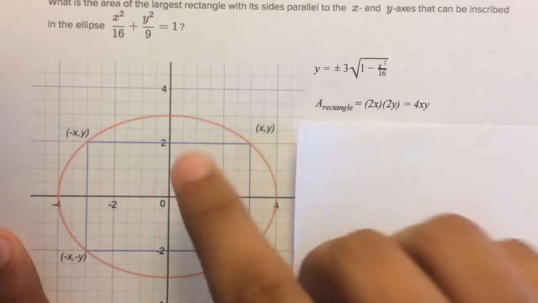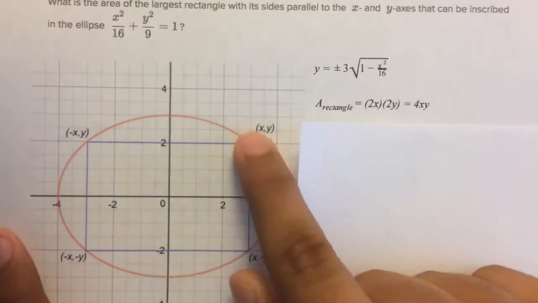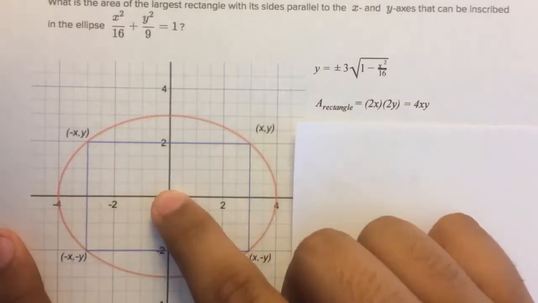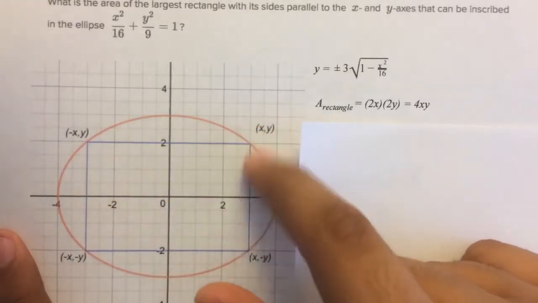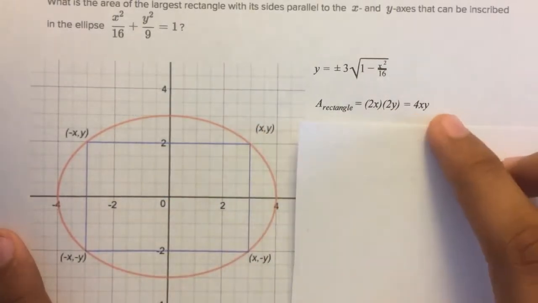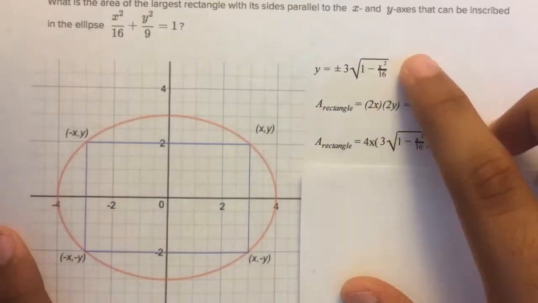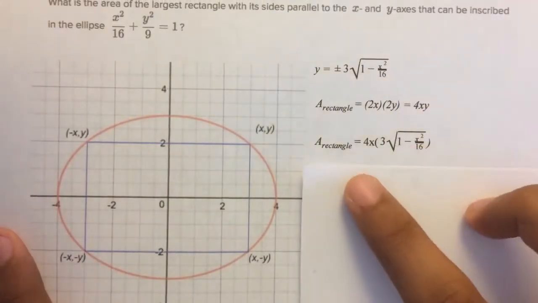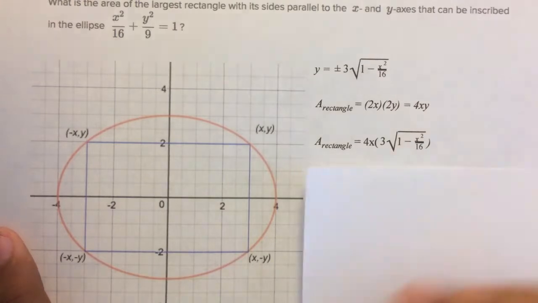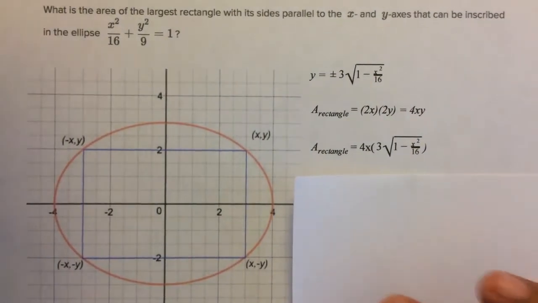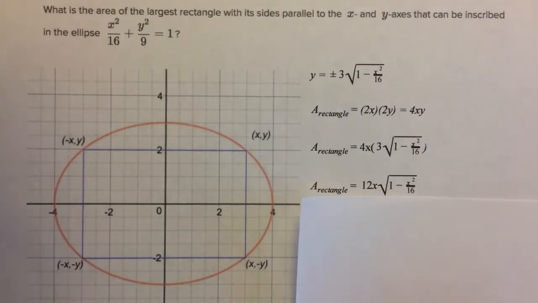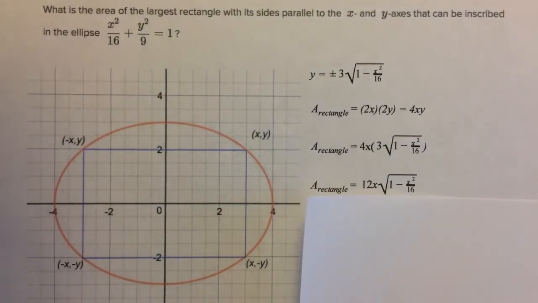The reason we have 2x is because from here to this point is x, and this is negative x. So negative x, and then x, that's 2x, and then this would be 2y, same case. So that's 4xy. And then we can substitute this y into that formula. So we get the area of the rectangle to be 4x times 3 times the square root of 1 minus x squared over 16. And we can simplify that down to 12x times the square root of 1 minus x squared over 16.